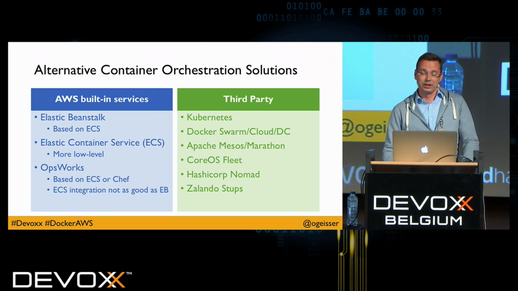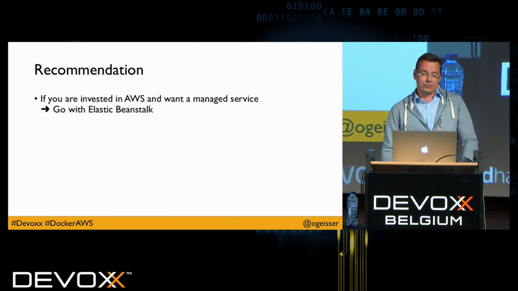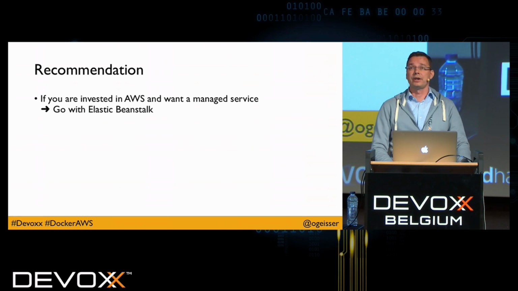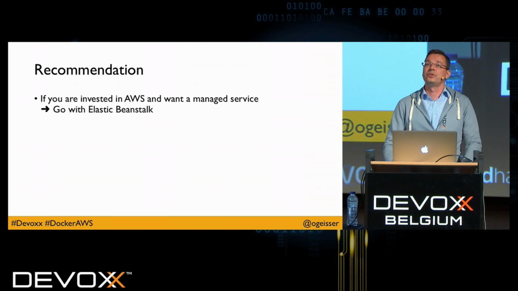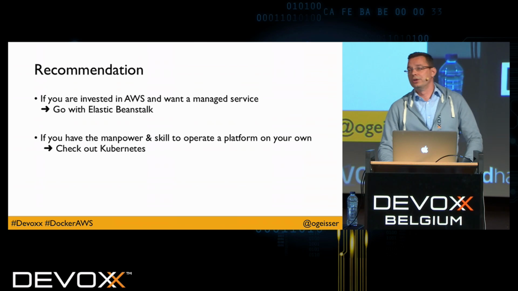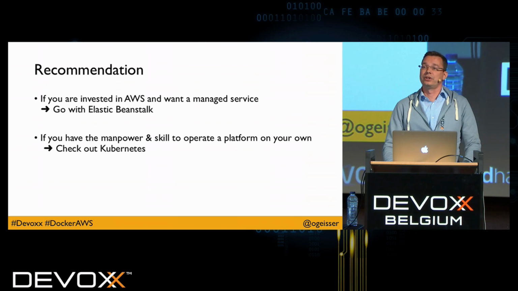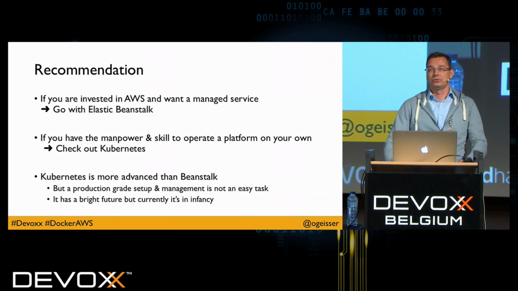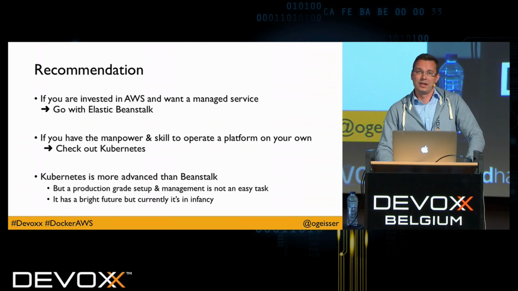And my personal recommendation would be: if you are invested in AWS, currently have some services already running, and want a managed service, so you don't want the hassle of managing the control plane by yourself, then go with Elastic Beanstalk. If you have some manpower and skill and are adventurous and want to operate the platform on your own, then you should check out Kubernetes. Kubernetes, compared, for example, to Elastic Beanstalk and ECS, is more advanced. But a production-grade setup and running this in production, not the application, but Kubernetes in itself, is not an easy task. You need a specialized and evolved operations team for this.